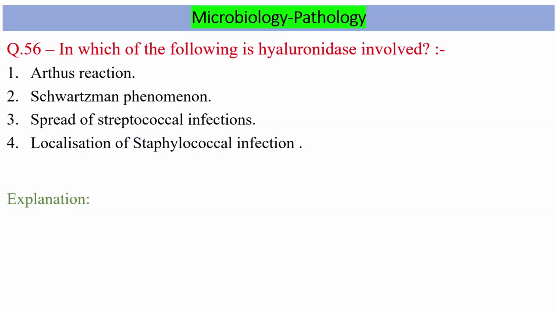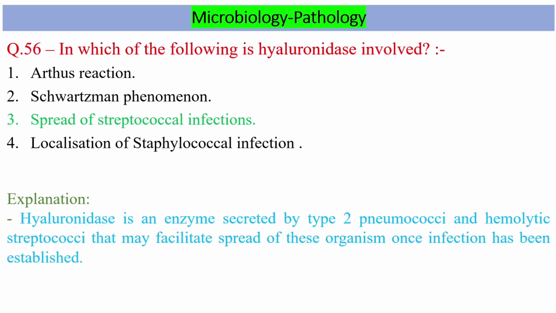In which of the following is hyaluronidase involved? Arthus reaction, Schwartzman phenomenon, spread of streptococcal infections, localization of staphylococcal infection. Correct option is spread of streptococcal infections. Hyaluronidase is an enzyme secreted by type 2 pneumococci and hemolytic streptococci that may facilitate spread of this organism once infection has been established.